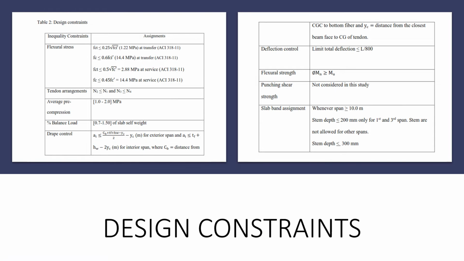Next, the design constraints or the design requirements are as following. 1. Allowable flexural stresses according to ASCE 21-82011. 2. The requirement that the number of tendons for interior spans must be less than that of exterior spans. 3. Average precompression is between 1 and 2 MPa. 4. Percentage of balance load is controlled in range of 70 to 150% of slab self-weight. 5. Geometric control of tendon profile or drape. 6. Deflection limit is controlled under L/800. 7. Flexural strength, and 8. Slab band assignment criteria.